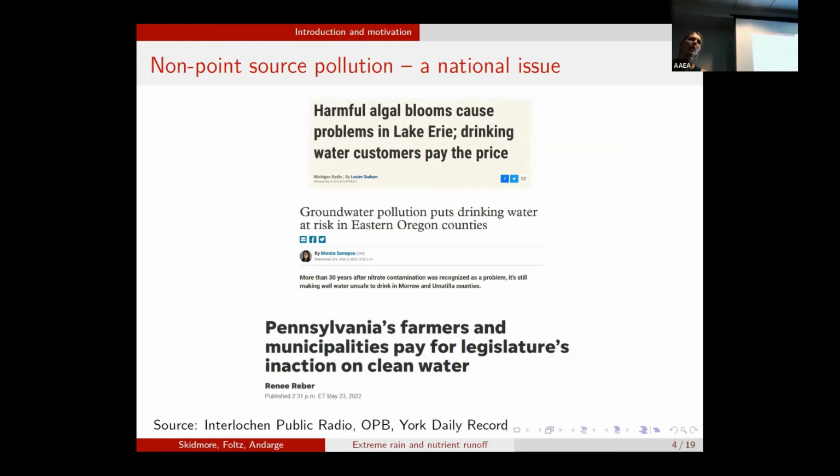Non-point source pollution is a national issue. I have grabbed just a handful of newspaper headlines from Michigan, from Oregon, from Pennsylvania. So big geographical spaces, but you can really count on that wherever we have agriculture, we have surface water, we have rain, there's going to be conversations happening about non-point source pollution.